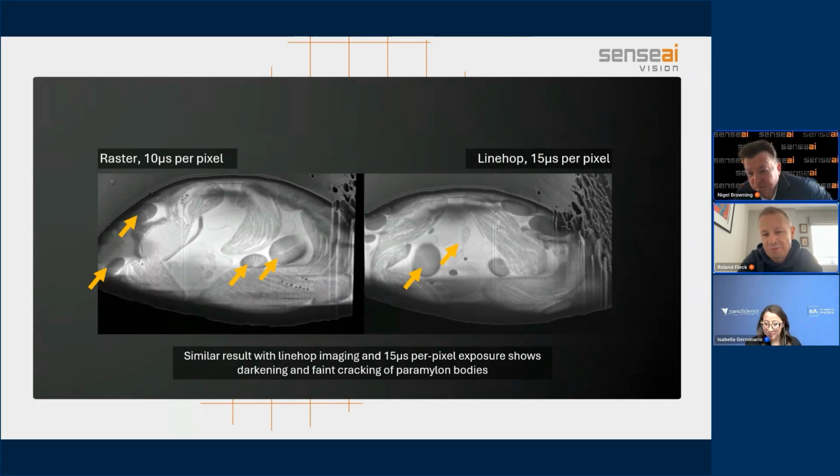We were trying to resolve a problem with charging and everything else. So we've tried interleave, we've tried line hop, we use frame integration. You could potentially beam blank as well. But the real advantage is this subsampling, taking a smaller percentage of the whole image and then inpainting it.